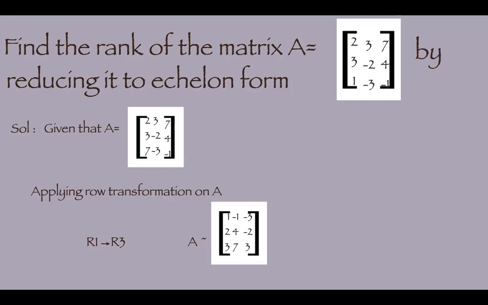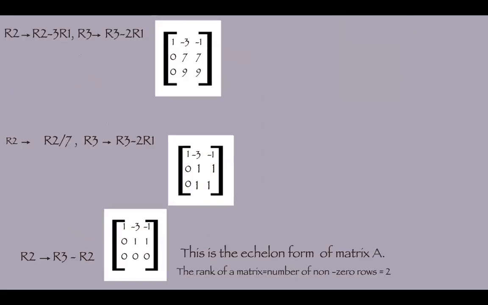Applying row transformation on A. We have to apply row transformation. Here, R1 gives rise to R1 minus R3, which means row 1 minus row 3. Here, R2 gives rise to R2 minus 3R1, that is, row 2 minus 3 row 1, and then row 3 minus 2 row 1, so that you will get zeros in R2 and R3.